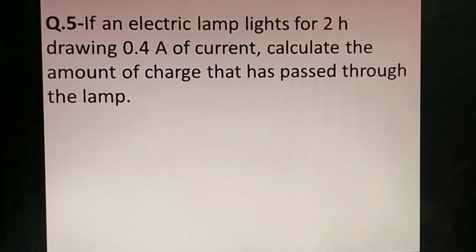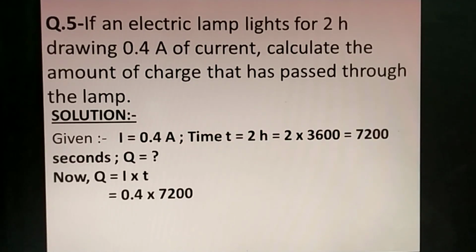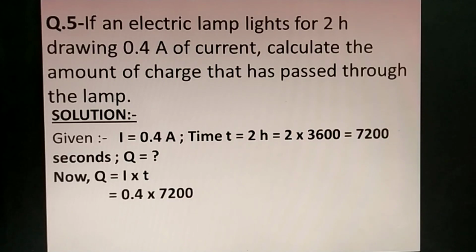If an electric lamp lights for 2 hours, drawing 0.4 ampere of current, calculate the amount of charge that has passed through the lamp. So what values are given in this? Time is given, that is 2 hours. Electric current is given, that is 0.4 ampere, and you have to find out the charge. Now see, the time is given in hours, so here you have to convert the hours into seconds. So the answer will be 7200 seconds.